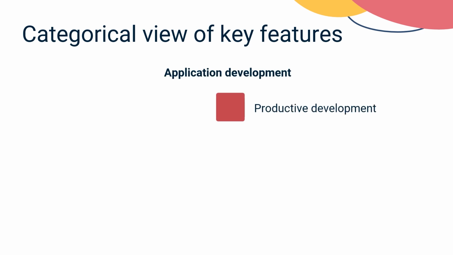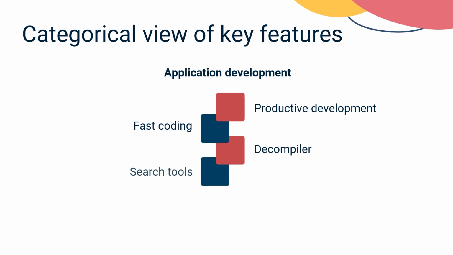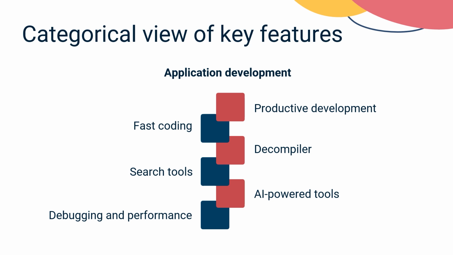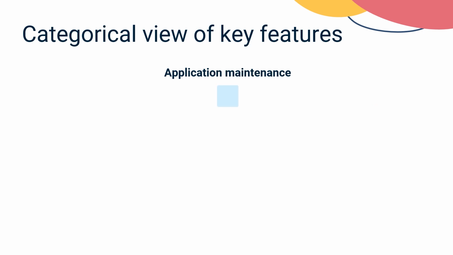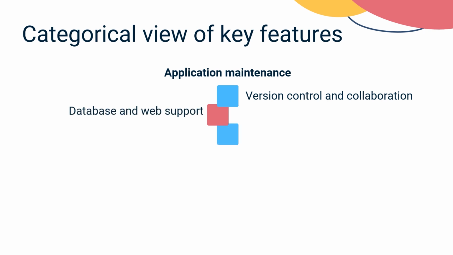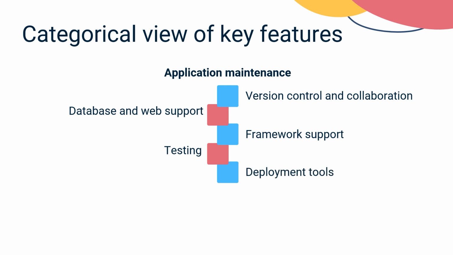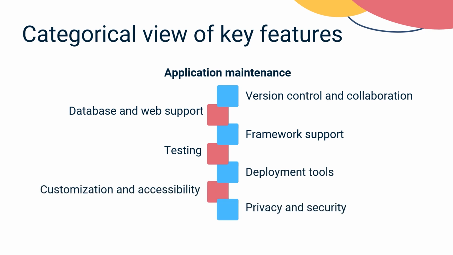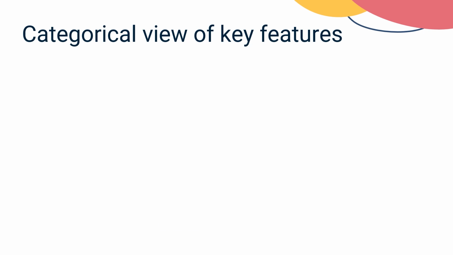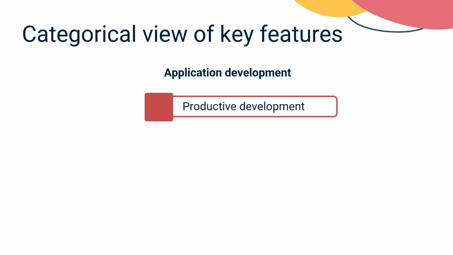While the features productive development, fast coding, decompiler, search tools, AI-powered tools, and debugging and performance are required for development, version control and collaboration, database and web support, framework support, testing, deployment tools, customization and accessibility, privacy and security, and additions are required for application maintenance. Let's begin with productive development.